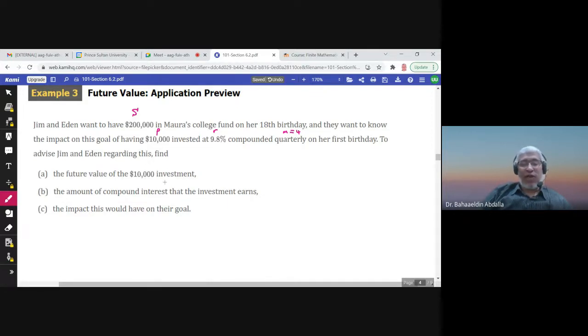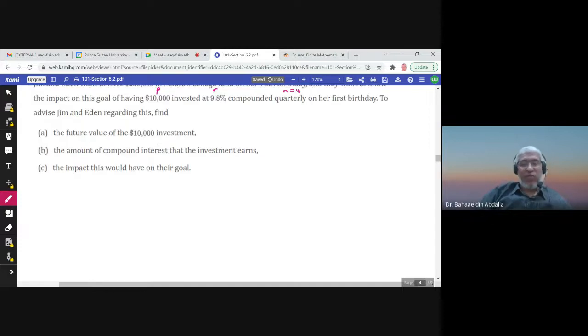find the future value of the 10,000 investment. So the future value of the 10,000 investment would be P, which is 10,000, times 1 plus R, compounded quarterly, so R is 0.098 over 4 quarterly, to the power 4 quarters times the number of years.